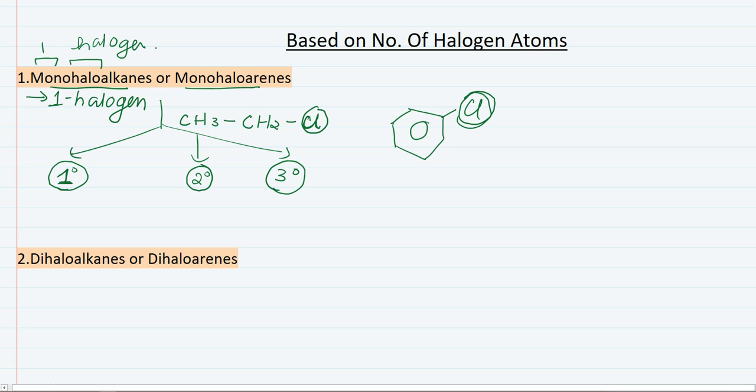I'll give you an example. This is chloropropane, CH3CH2CH2Cl. You can see that this has one halogen atom, which means that this is a monohaloalkane, and this is the primary carbon atom. Why is this carbon atom primary? Because it is attached to one carbon atom, hence we say that this is a primary carbon atom, and hence this is a primary halogen atom.